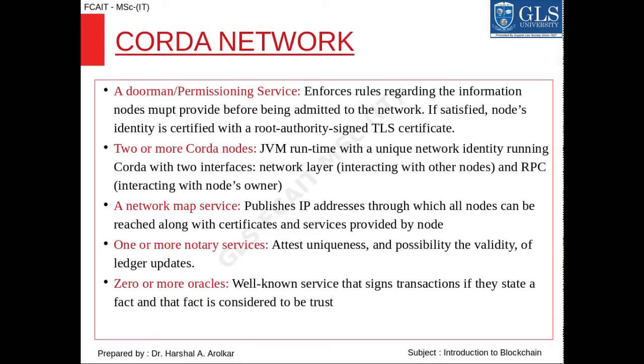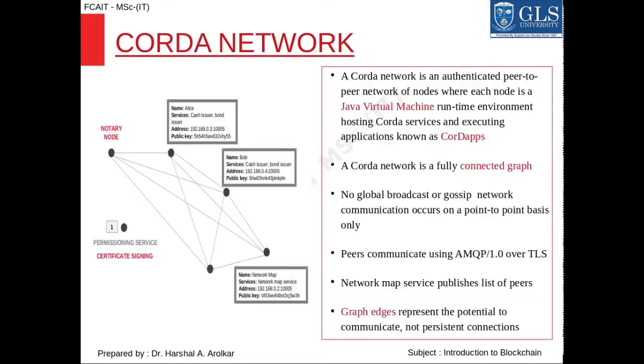The notary services are used to attest the uniqueness and the possibility of ledger update. Generally, what we are trying to do by using notary services is avoid double spends. Double spend basically means that a person who has already done a transaction should not use this transaction with someone else. Then we have zero or more oracle services. They are well-known transaction-signing entities which can be used to make sure that a fact is considered to be trusted. So moving forward, now let us have a look at the topology of a Corda network.